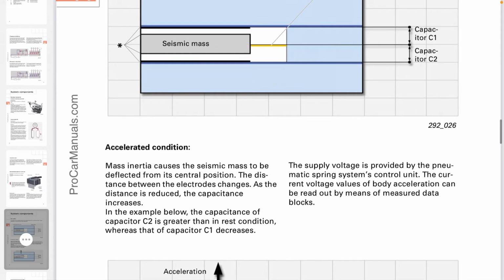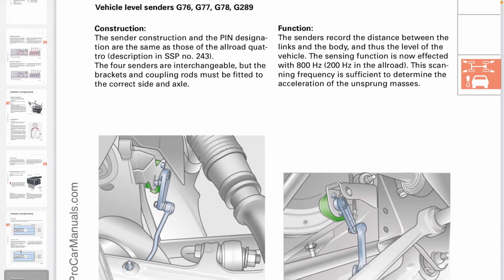Yeah, it is 800 Hz on the Audi A8 and 200 Hz in the Allroad. They are not interchangeable. For the A8 you use the A8 ones, and for the Allroad you only use the ones for the Allroad.